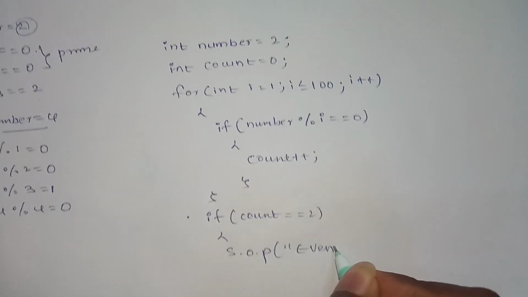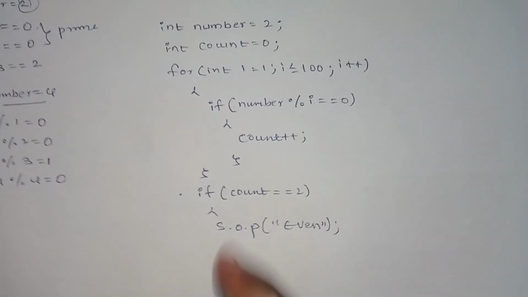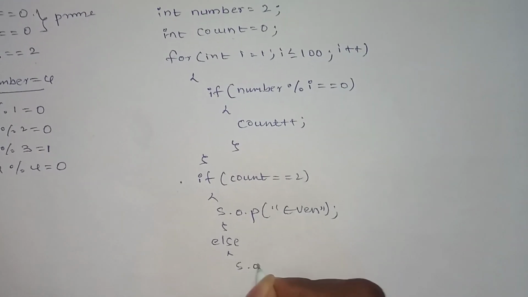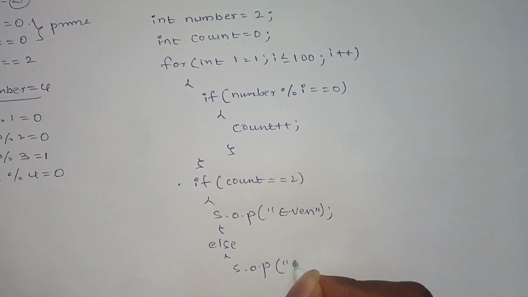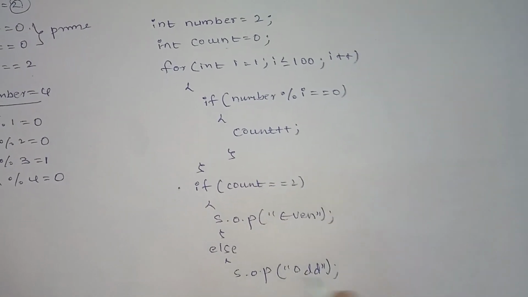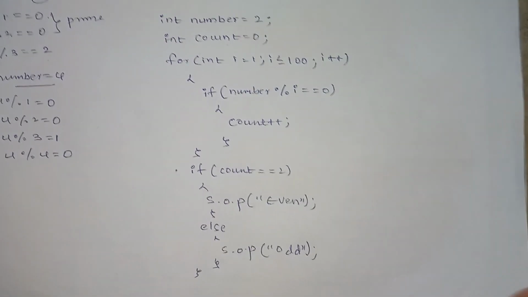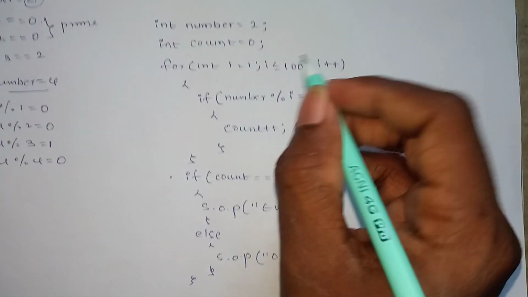even, or else we need to print system.out.println odd. So this is how we need to write the code in Java. So let us see how it works.